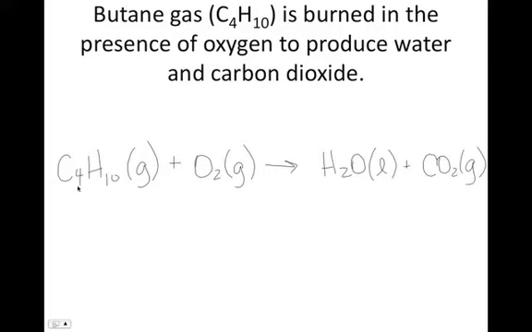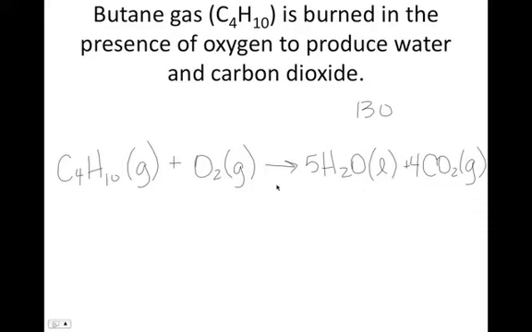Balance this guy out. We're going to start with our carbons. We have 4 carbons here. We got 1 here. I'm going to plop a 4 out front. I'll move on to my hydrogens next. I got 10 hydrogens. I got 2. So I'm going to put a 5 right there. Now with my oxygens, I got 2 oxygens on this side. I have 5 oxygens here, plus 8 here for a total of 13 oxygens.